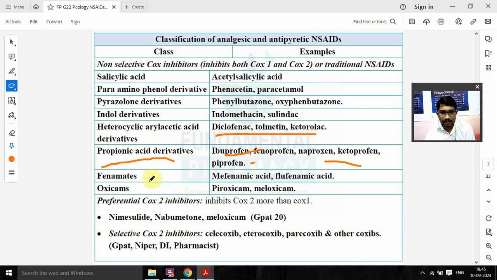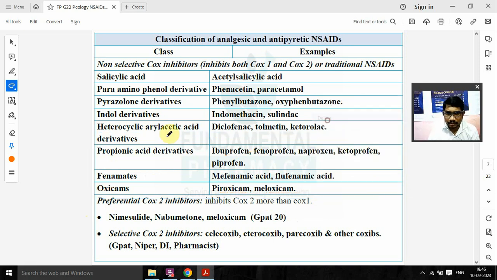Next is fenamic acid derivative. So in that you have mefenamic acid and flufenamic acid. They are used in dysmenorrhea to decrease the pain and inflammation. I will tell what this is later. Then next is oxicam. So in that piroxicam, meloxicam, tenoxicam, lornoxicam. Piroxicam, meloxicam, lornoxicam and tenoxicam. All these are known as non-selective COX inhibitors.